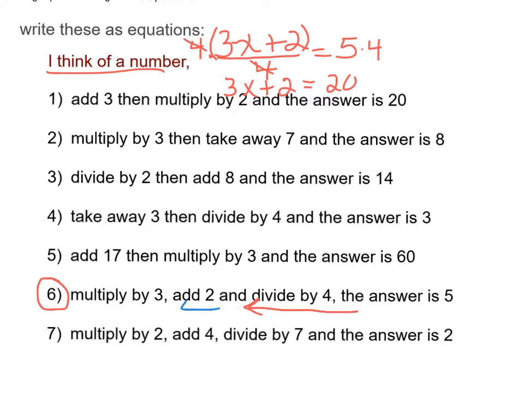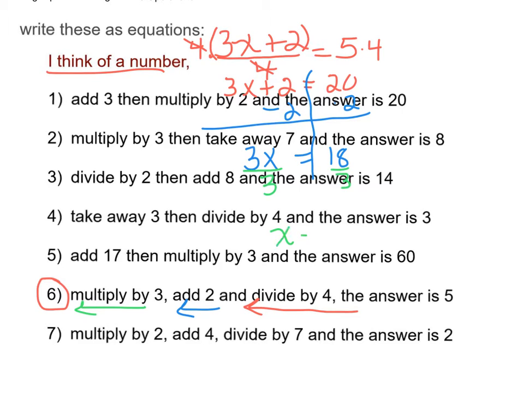Now I will undo the addition of 2 by subtracting 2 from both sides of the equal sign. I get 3x on the left and 18 on the right. Now I'll undo the multiply by 3 by dividing by 3, and again we use a little fraction bar to represent division, and x equals 6. Okay, so that was your homework for the other day.